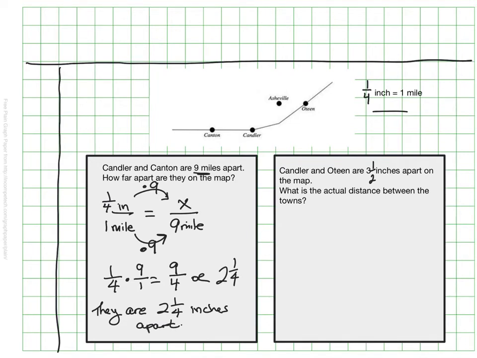And now we see that Candler and Otine, 2 different cities, are 3.5 inches apart on the map, and our task is to figure out their actual distance between 2 towns. So again, I'm going to start with my very handy proportions. My scale is still the same, 1/4 inch is 1 mile, but this time what I know is that they're 3.5 inches apart, and I don't know how many miles they are apart in real life.